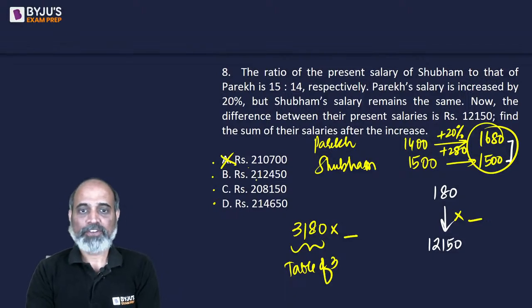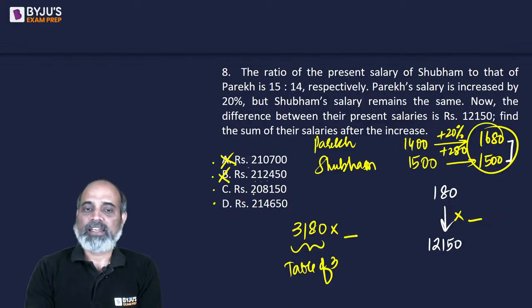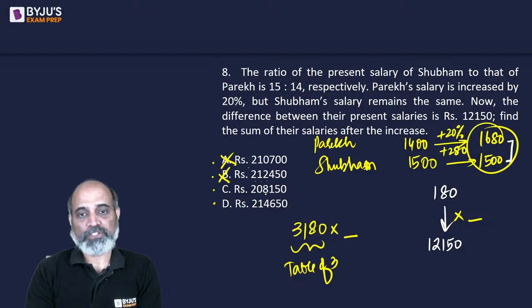Then we have 212450. This is also not divisible by 3. 2 plus 1 is 3, 2 plus 4 is 6. So far so good. Then 5 is not divisible by 3. Next is 208150. So 8 plus 1 is 9, 5 plus 2 is 7. So 9 is divisible by 3, 7 is not. So obviously D has to be the answer.